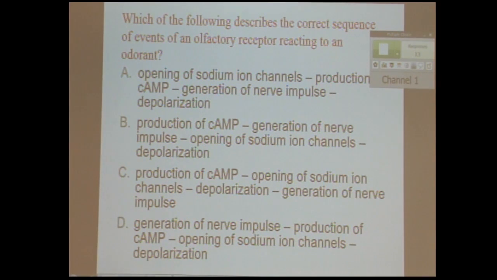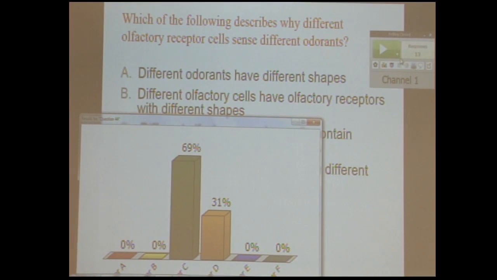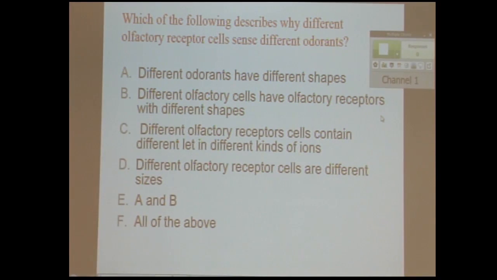And of course, you could put stuff in front of here, like what happened before. But I figured there was enough words on there already. Couldn't really fit too much more. So if you're putting the whole thing, you'd say an odorant binds to the receptor, which activates adenylate cyclase, which makes cAMP, and then you'd be there. All right, so why do you think different receptor cells sense different odorants?